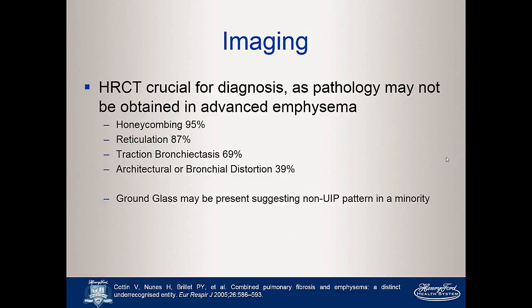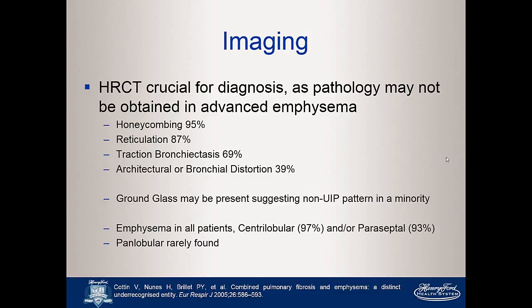Ground glass may be present in a non-UIP pattern, but in a vast minority of the patients. Emphysema is going to be present in all patients. It's usually centrilobular or paraseptal. Panlobular emphysema is rarely found.